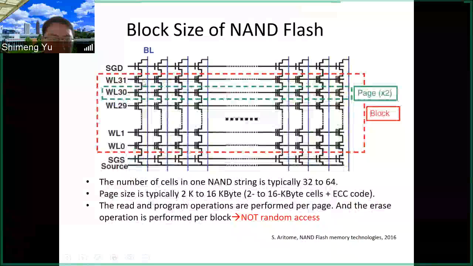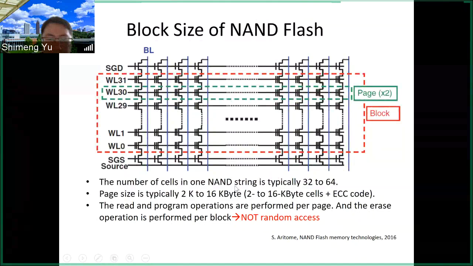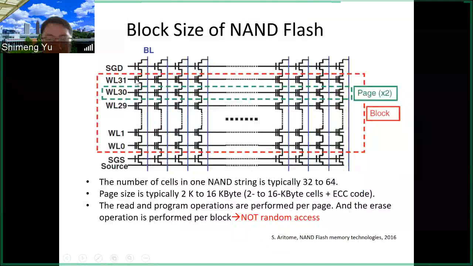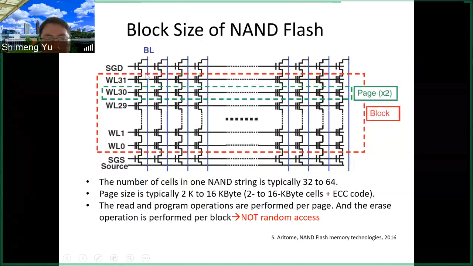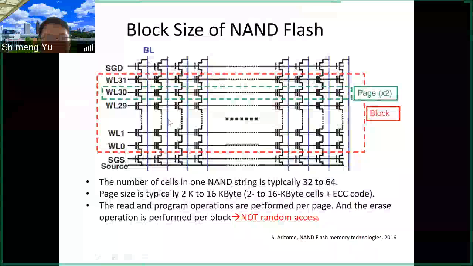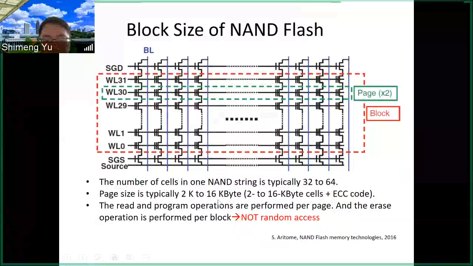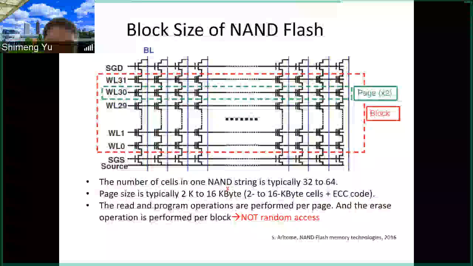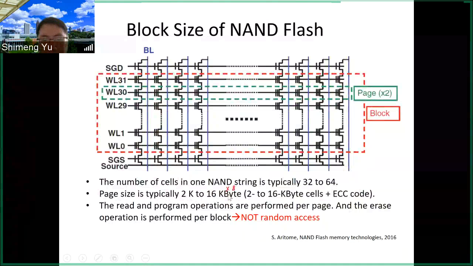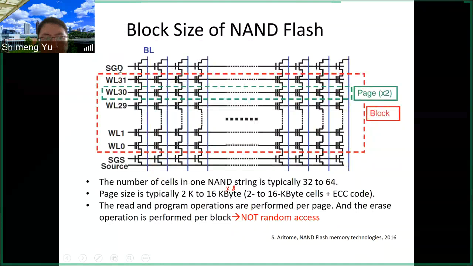So you have those floating gate transistors in series, like a string. Here typically one NAND string will have 32 to 64 floating gate transistors in series. And this is the number of word lines in this array, 32 to 64. This is the vertical side. And then horizontally, we have many bit lines. The bit lines can be up to 2K to 16K bytes. That means you need to multiply by 8, since 1 byte is 8 bits. So that means it's like 16K to 100K bit lines along this direction. So it's very rectangular, one block.